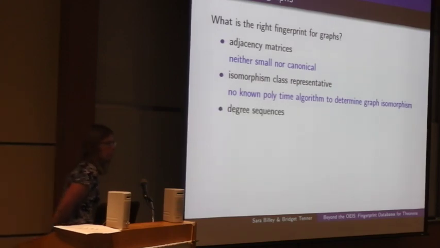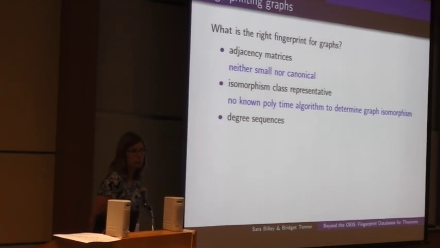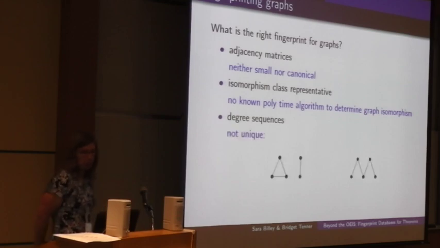So then I came up with something that I could compute, which is degree sequences. What if I just put in the degree sequences of all of the graphs that I have in my collection? So it's a multi-set of degree sequences. Would this work? What's the problem with that? It's not canonical. Right. We can have multiple graphs with the same degree sequence.